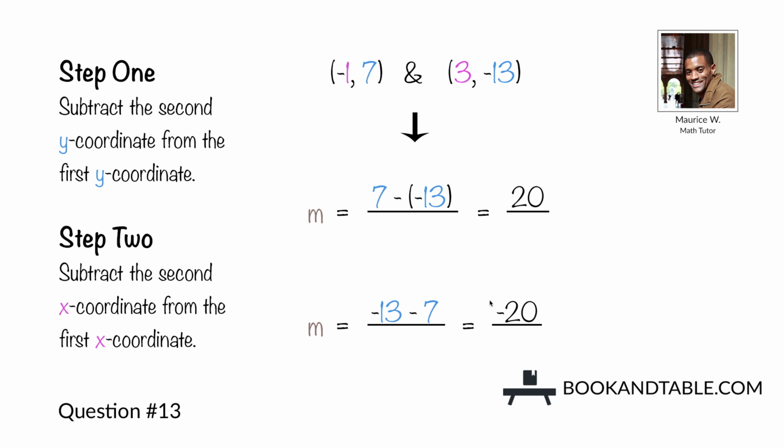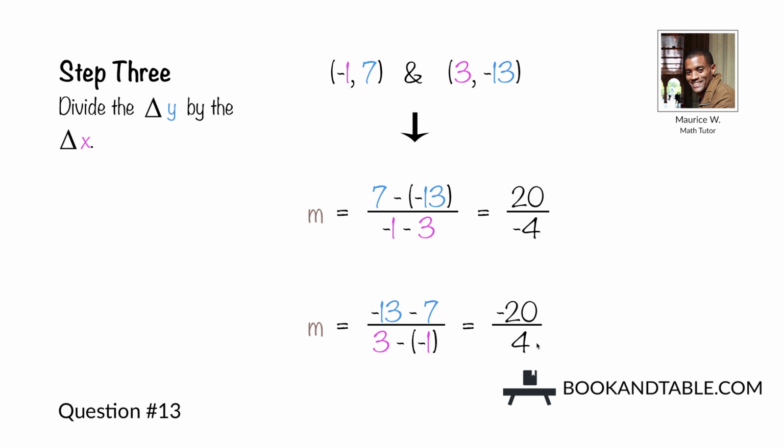Step 2, subtract the second x coordinate from the first x coordinate. So we get -1 minus 3 as our delta x, and that's equal to -4. Here, we have this point minus this point, so we would have 3 minus -1. 3 minus -1 is the same as 3 plus 1, which is 4. And now step 3, divide the delta y by the delta x. 20 divided by -4 is -5. -20 divided by 4 is -5. So we see the slope is -5.